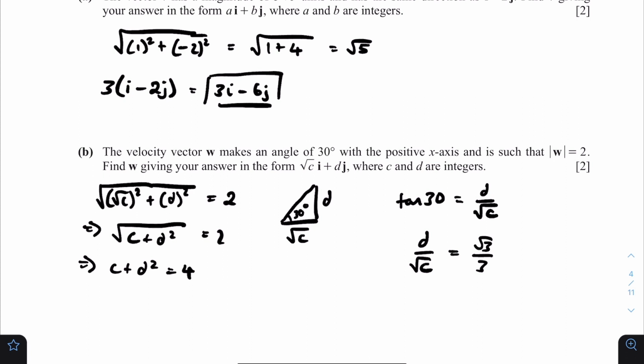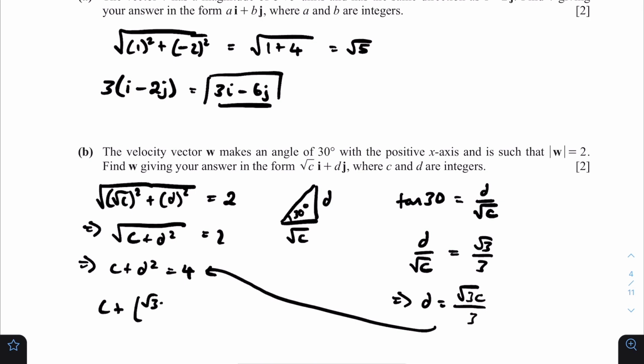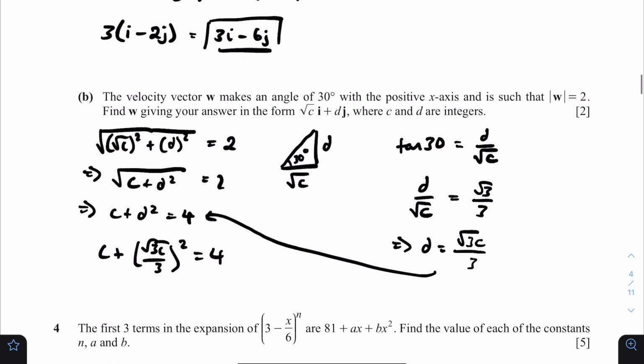And we can actually rearrange to get d is equal to root 3c over 3. And then we can substitute this in here to solve for c. So you get c plus root 3c over 3, which is squared, is equal to 4. Just scroll down. So c plus 3c over 9 is equal to 4.